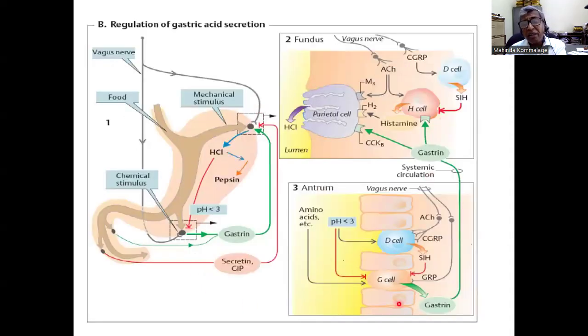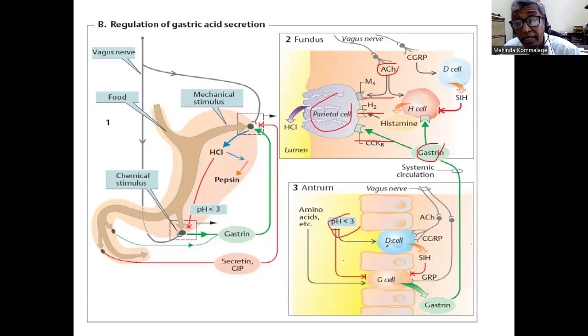Then this diagram, almost the same thing, just to refresh your knowledge or make it easier to understand. We have parietal cells with 3 receptors. First one, M3, acetylcholine will act. Second one, histamine will act. And third one, gastrin will act. And gastrin will come from G cells through the blood. And G cells can be stimulated by amino acids or digestion of protein, but inhibited by low pH, right?